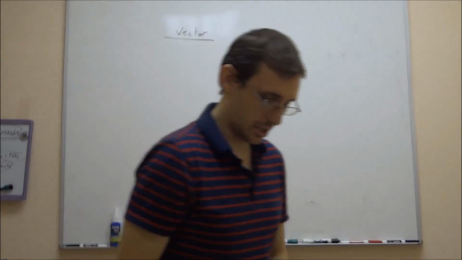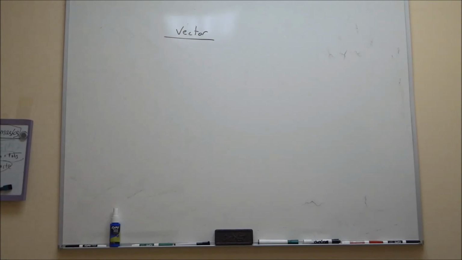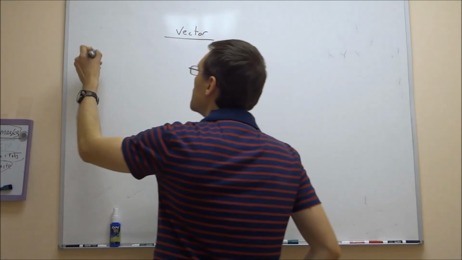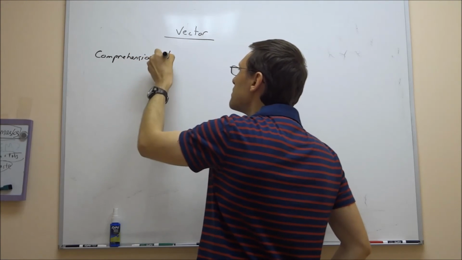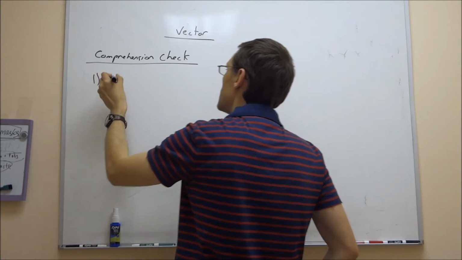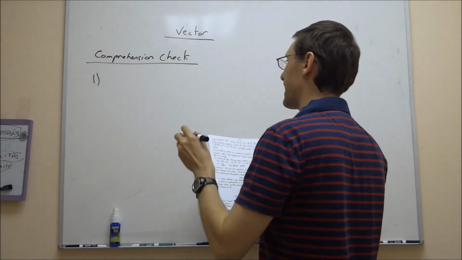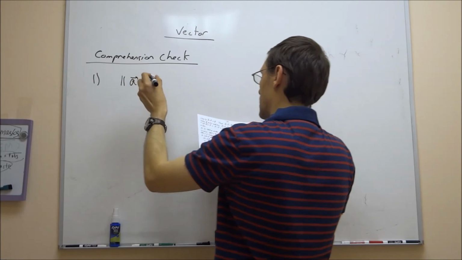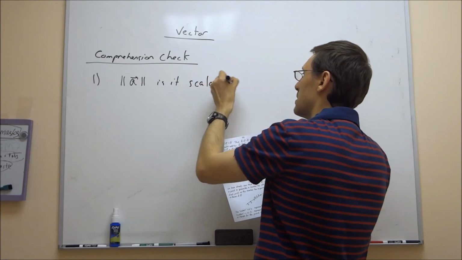Just to end this basic discussion of vectors, let's consider a few examples, just a comprehension check. So, first question is, which is a vector? If I take this quantity, is it scalar or vector?